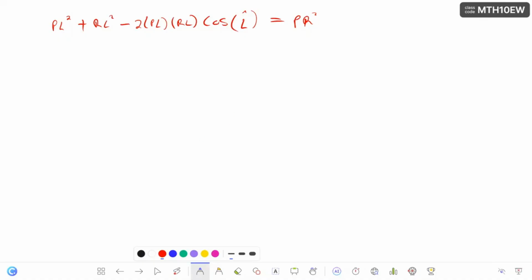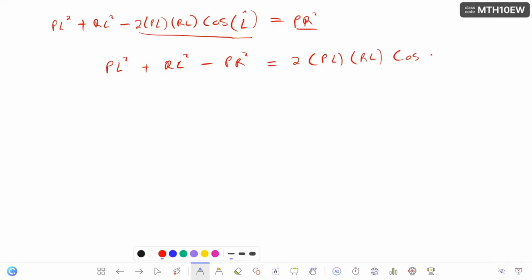I hope you still remember the cos rule. So okay, we are looking for this one, so we need to take this thing outside, and take this inside, so it's going to be PL squared plus RL squared minus PR squared is equal to 2 PL RL cos of L. So now we need to divide so that we can have cos L on one side.